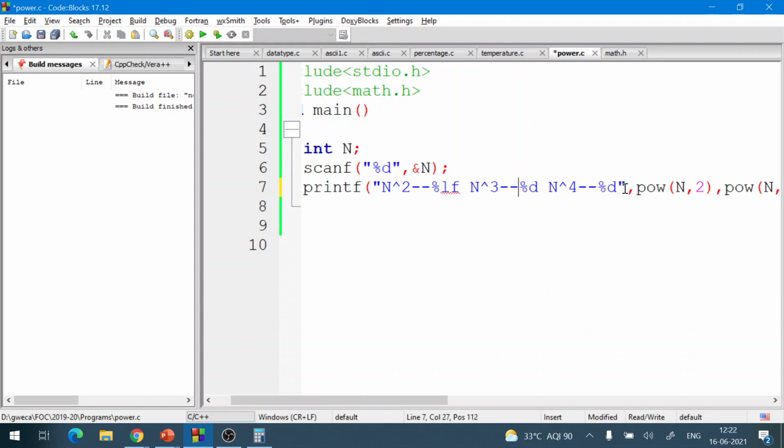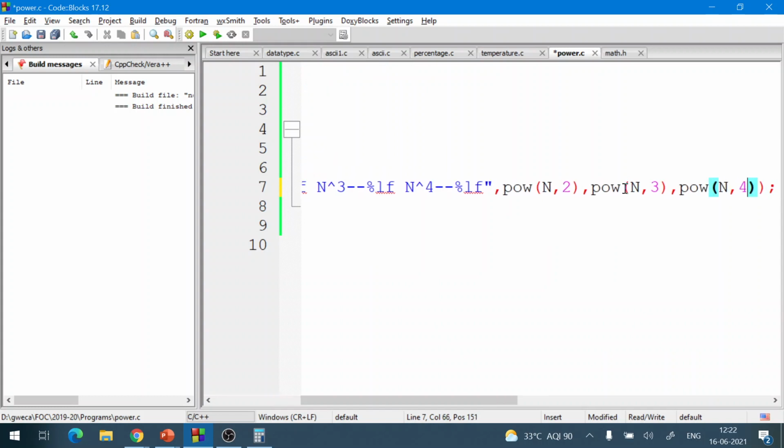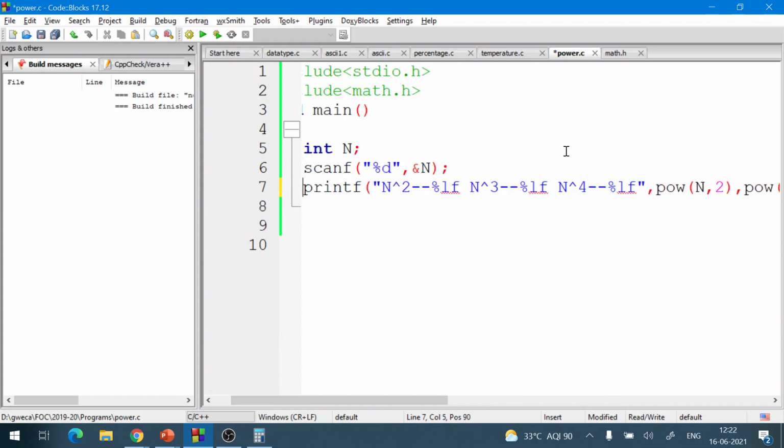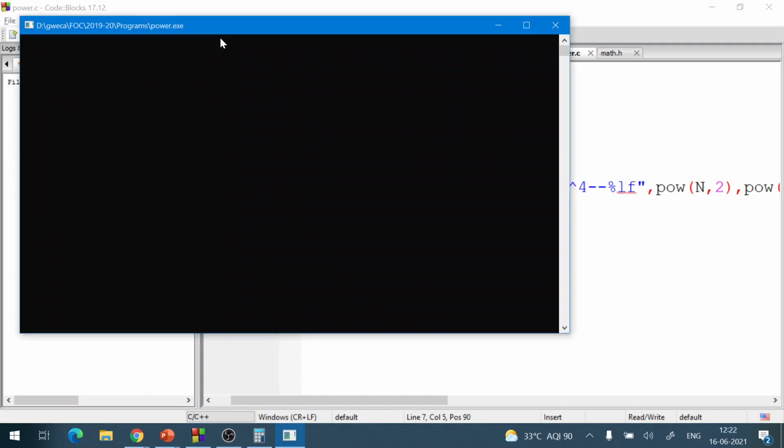For double, the format specifier is %lf, that is long float. Long float is double. So if we take %lf, and then n raised to power 2, n raised to power 3, n raised to power 4, then it should work now. Okay, now let us see what this gives for 6. You can see 6, 216 and 1296. So now the answer is coming right.